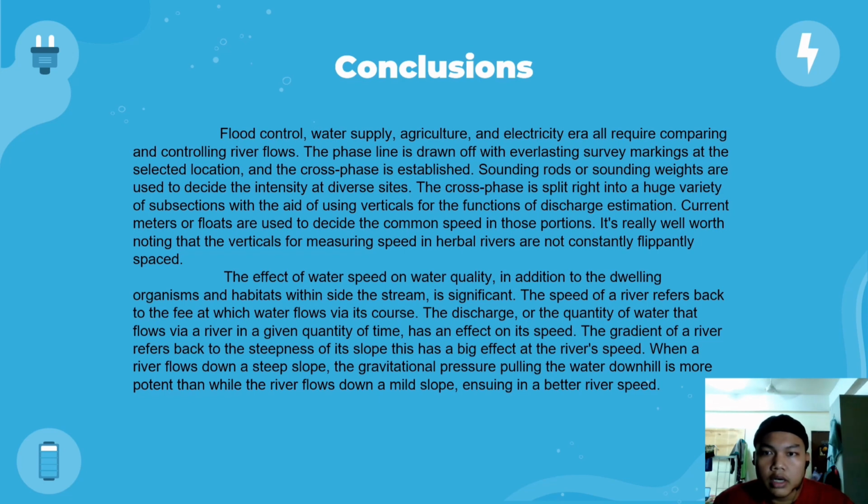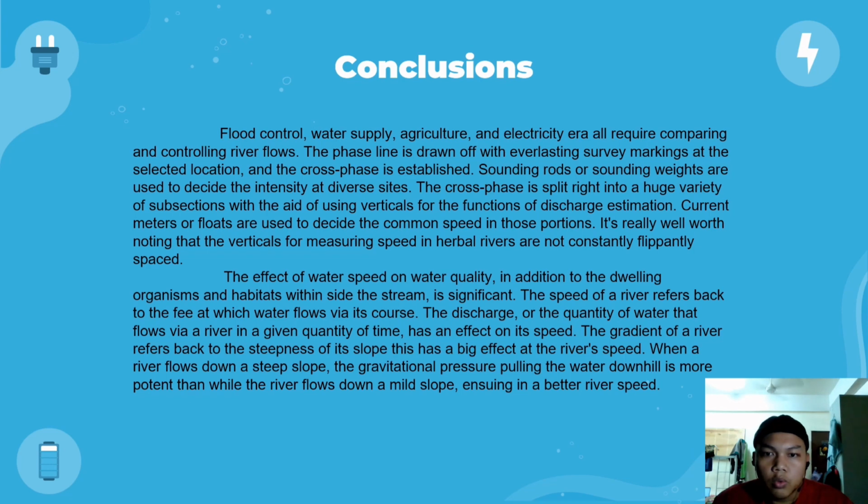The cross section is split into a huge variety of subsections with the aid of verticals for the purpose of discharge estimation. Current meters are used to decide the average speed in those portions. It is worth noting that the verticals for measuring speed in natural rivers are not constantly evenly spaced.